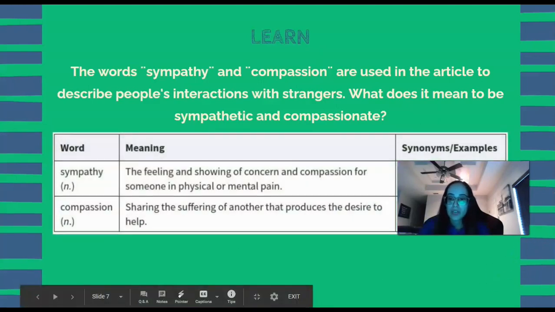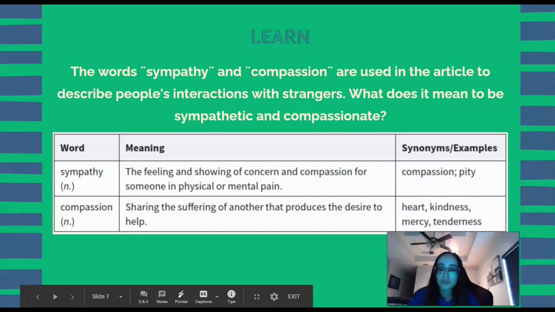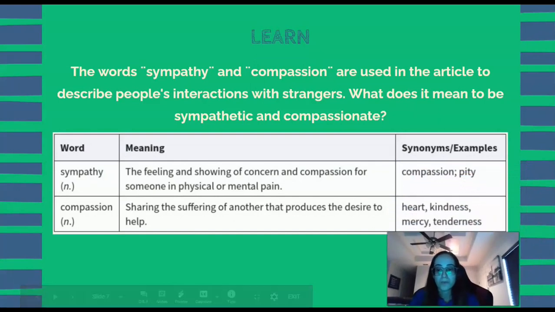I would like you to go ahead and pause this recording if you need to write them down, and then you can move on. And same thing, if you need to go back to look at the first three vocabulary words to write them down, you're more than welcome to rewind and go back. Okay, moving on. So sympathy.